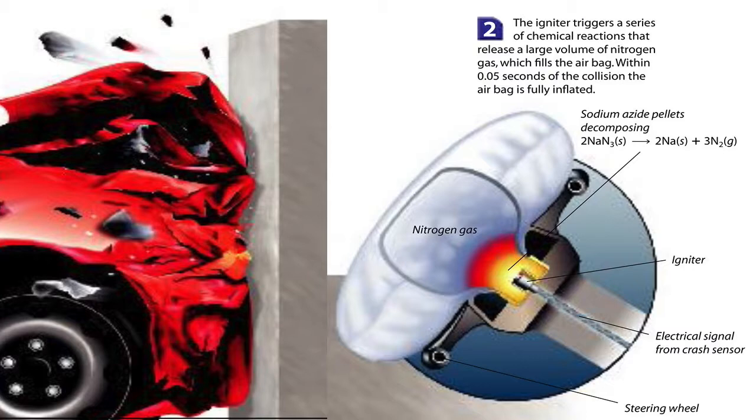Let's spend some time on this particular slide. So we see number two, the igniter triggers a series of chemical reactions that release a large volume of nitrogen gas, which fills the airbag within 0.05 seconds on the collision. The airbag is fully inflated. Sodium azide pellets decomposing. Two moles of sodium azide yield 2 moles of sodium and 3 moles of nitrogen gas. There's the igniter, electrical signal from crash sensor, and the steering wheel, and the horrific car.